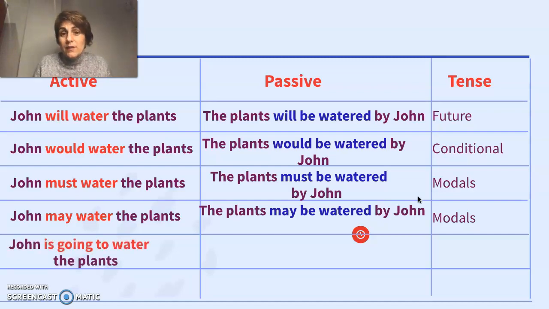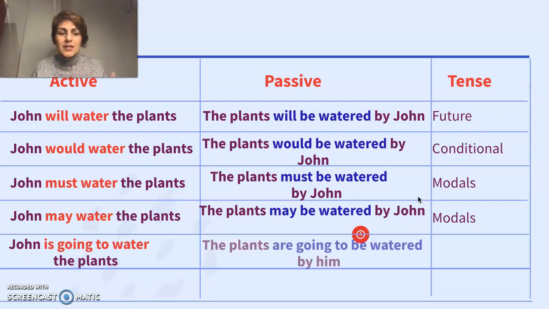John is going to water the plants. Going to, so the plants are going to be watered by him. So we've got plenty of examples here just to clarify that the conditions are always fulfilled. Watered, the verb is always in the past participle and the tenses are always changing according to the tense.